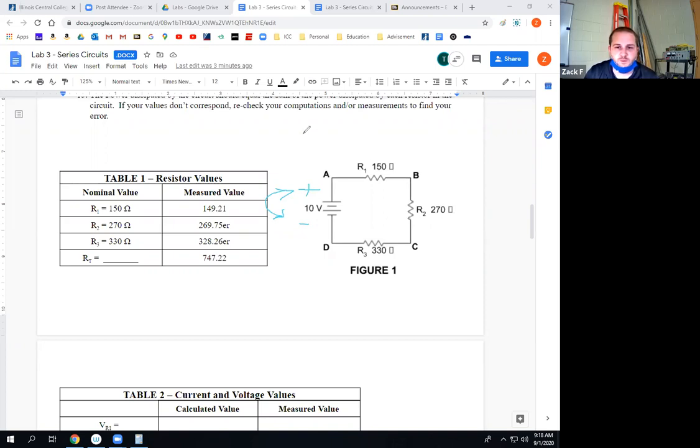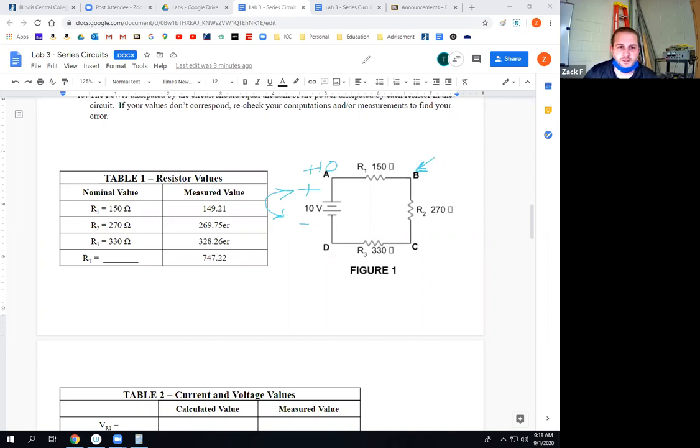Okay, so I'm going to do the first one for you, but like Tegan was saying, voltage here is going to be plus 10, because none of these resistors are consuming any of that voltage yet. So how do we go about figuring out what the voltage at point B will be?